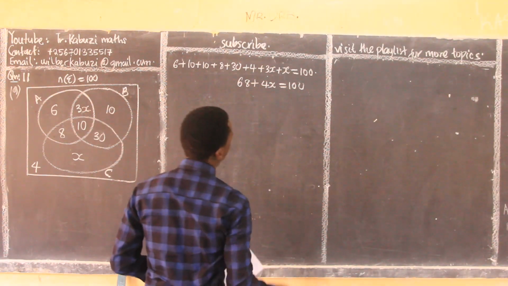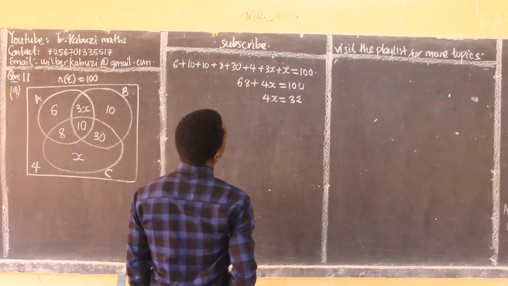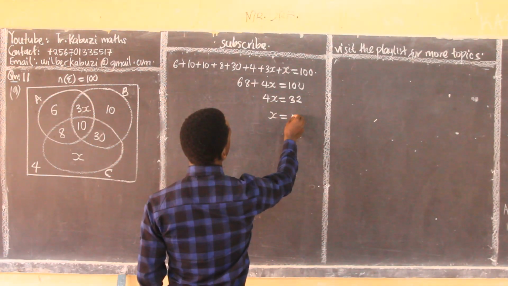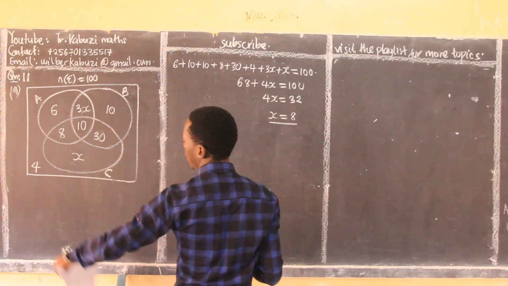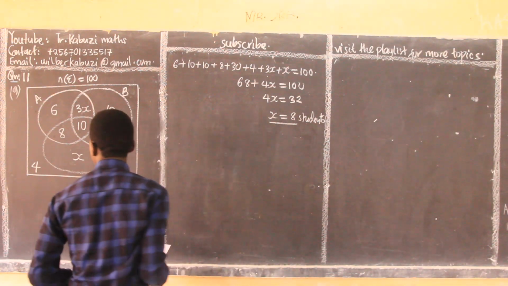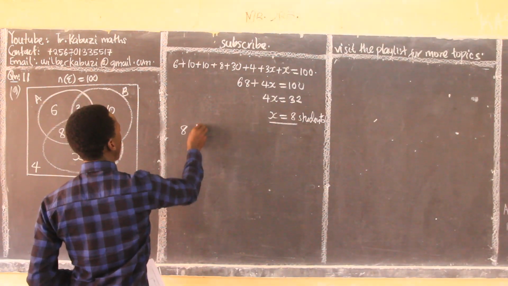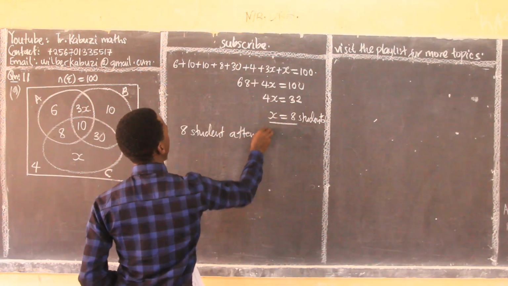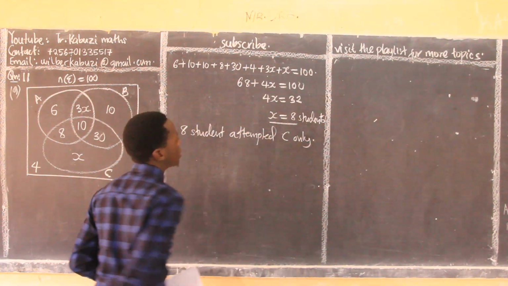When I take this side, my 4x comes to 32. So if it's 32, therefore my x will be 8. So that means that 8 students attempted section C only.